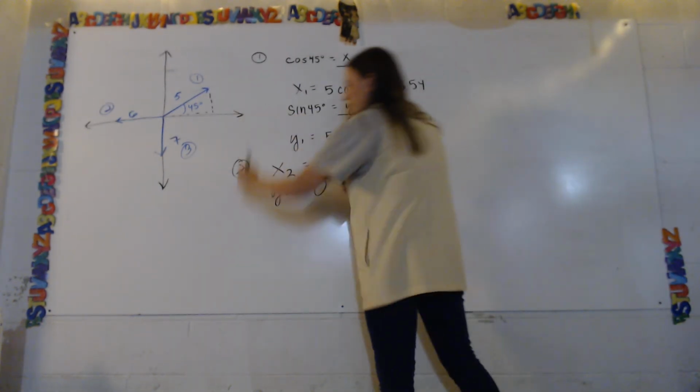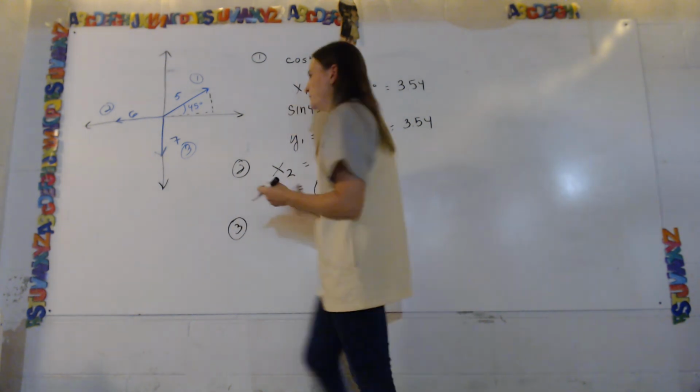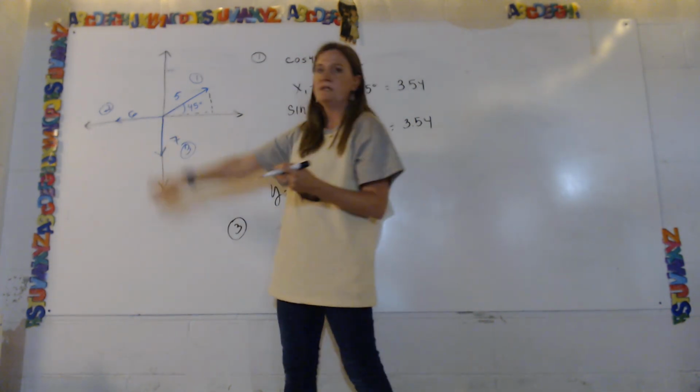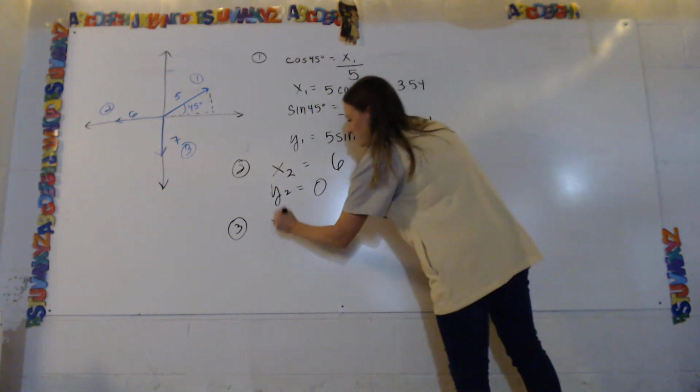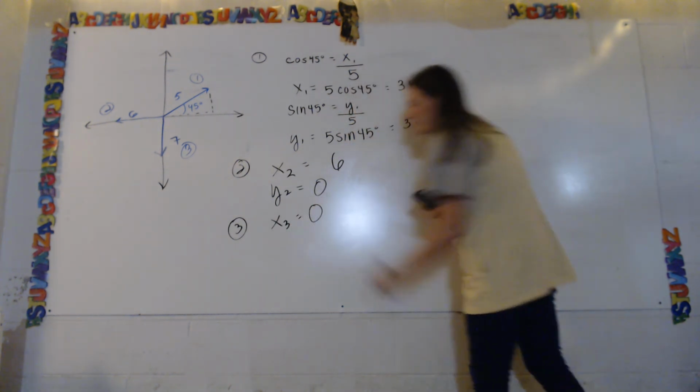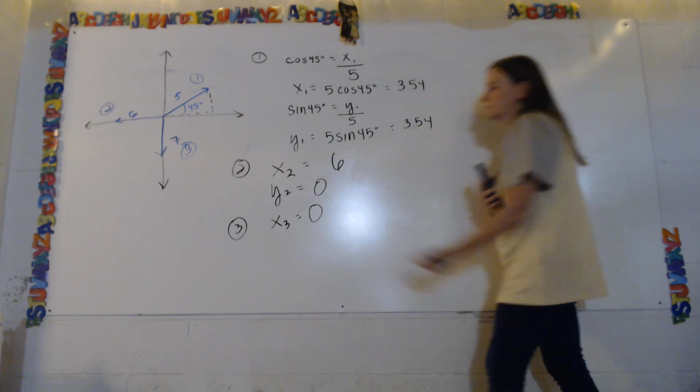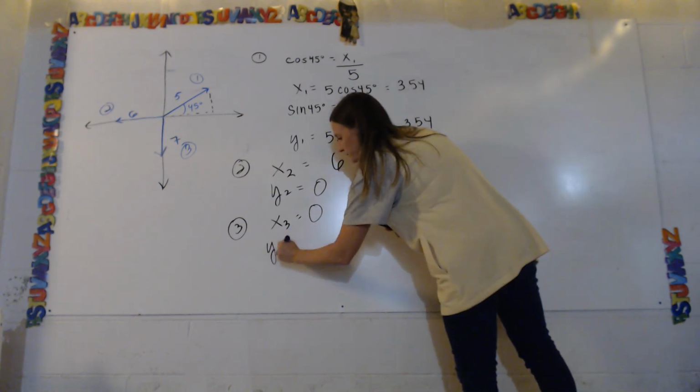And the same thing goes for that third vector. So if we look at the third vector, this one is all in y. It's pointing straight down in y. So we would say there's no x component to that. The x piece is 0. The y piece would be that 7.